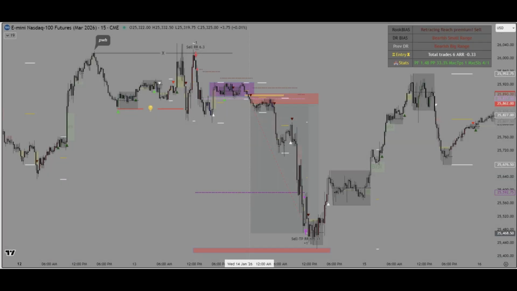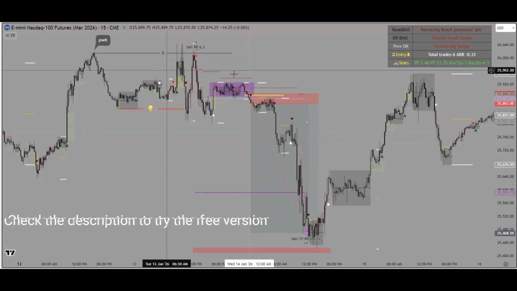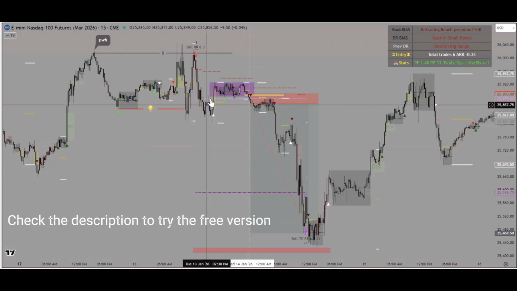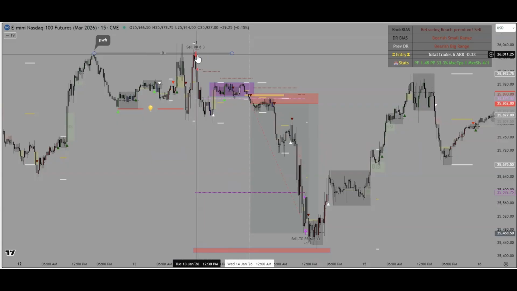Right before ending the video, I just wanted to show you the pro version of the Rook. As you can see, here it is. It took a trade around here. Remember, we took buy side liquidity of the previous week high, then reverted to the short term swing low. This started validation for the sell side signals and avoids the buy signals.